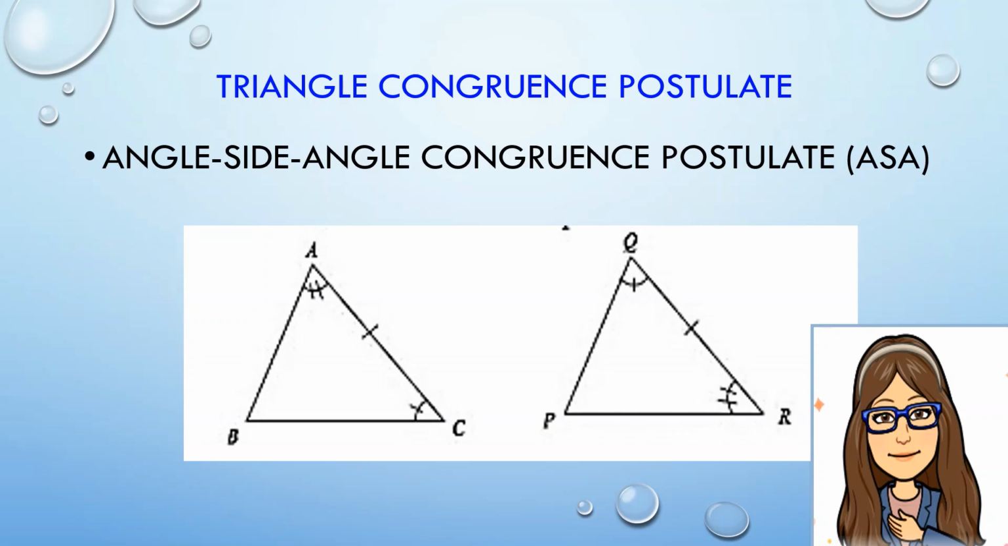In triangle ABC, segment AC is the included side of angle A and angle C, while in triangle RPQ, segment QR is the included side of angle R and angle Q. Now, if you notice, segment AC and segment QR are congruent because they have the same number of tick marks. Therefore, triangle ABC is congruent to triangle RPQ by ASA postulate.